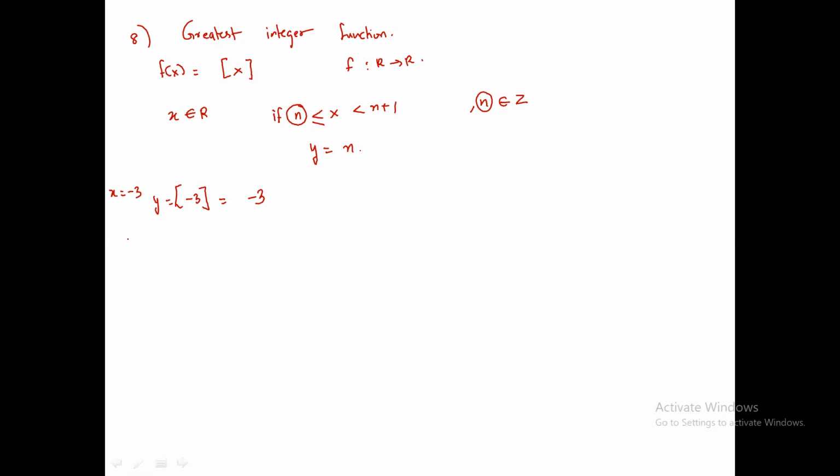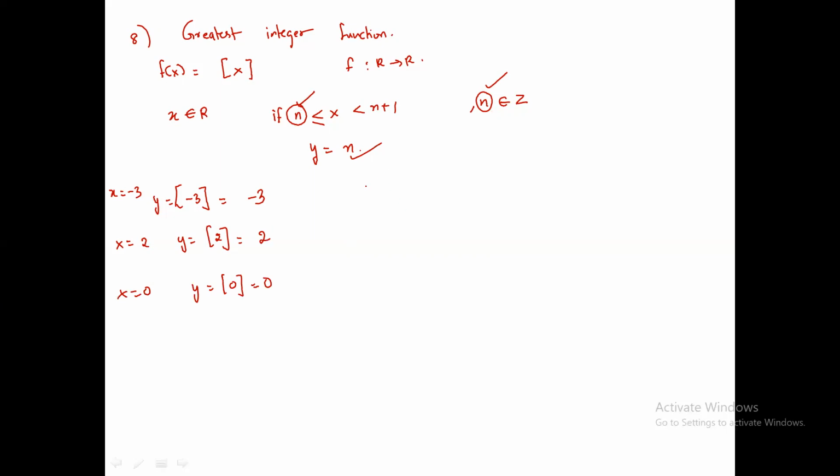Right? Suppose x is 2. y will be the greatest integer function of 2. Again, because x is an integer, y also will be the same, 2. If x is 0, y also will be the integer 0 only.